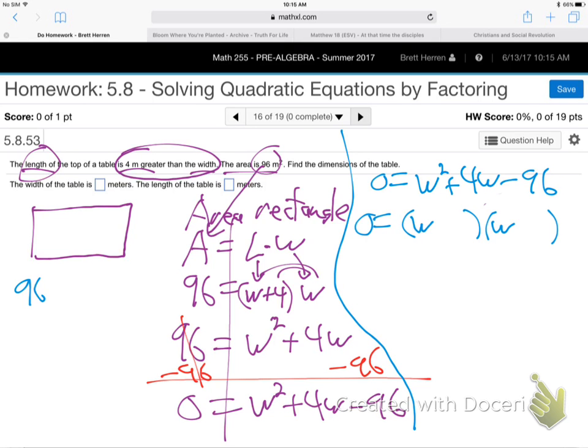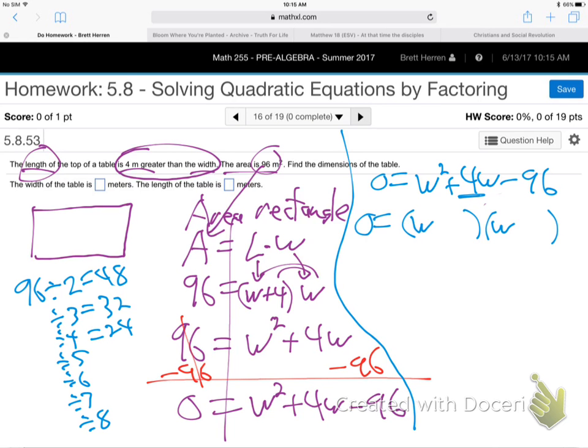So 96 divided by 2, divided by 3, divided by 4, divided by 5, divided by 6, divided by 7, divided by 8. You'll get what, 48? And that doesn't work. Divided by 3, I don't know what you get, 32. That doesn't work, because they can't make 4. They've got to make 4 in the middle. Divide by 4, you get 24. No way. Divide by 5, you get some crazy decimal. Divide by 6, you get 16. Not going to work. Divide by 7, some decimal. Divide by 8, 12. 8 and 12. There it is.